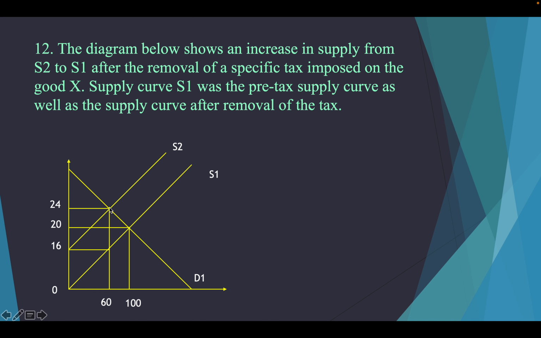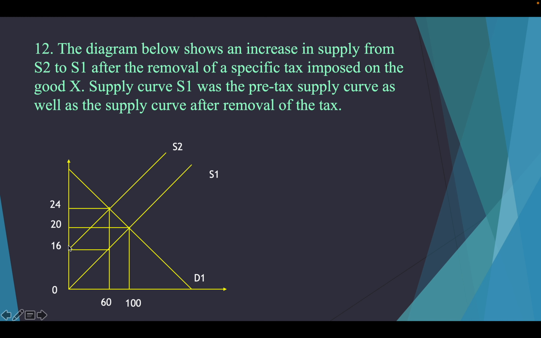Now we are going to understand the tax burden, that means the government tax revenue. So here 24 is the price and the quantity is 60. The quantity 60 is the new equilibrium quantity, where the quantity line cuts the before-tax supply curve. At that point the price is 16.